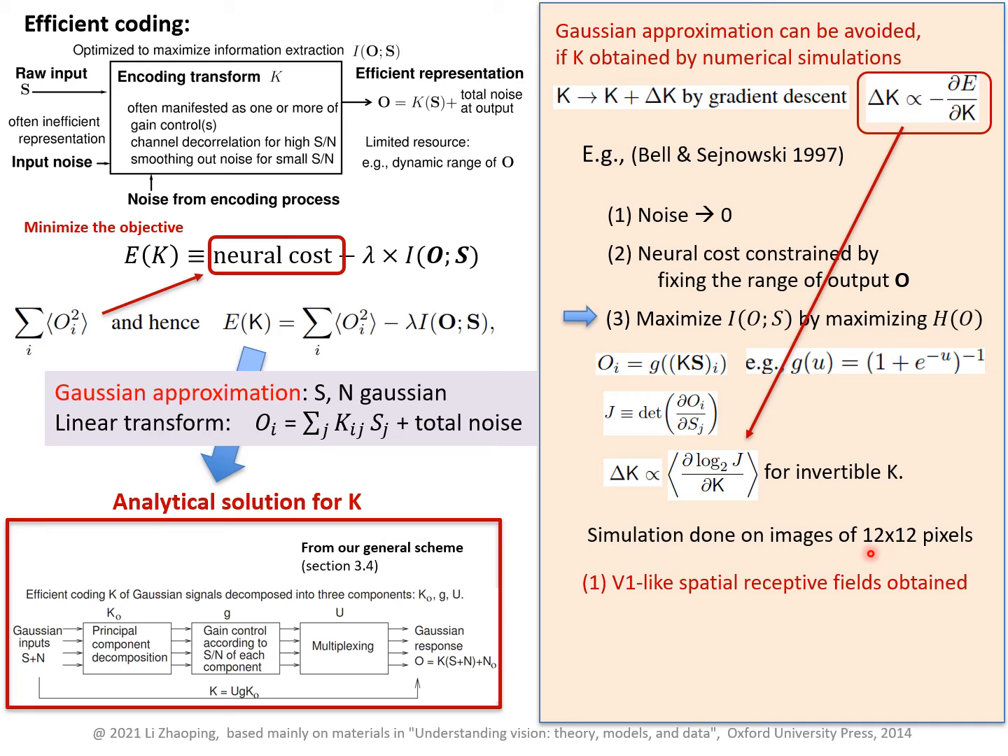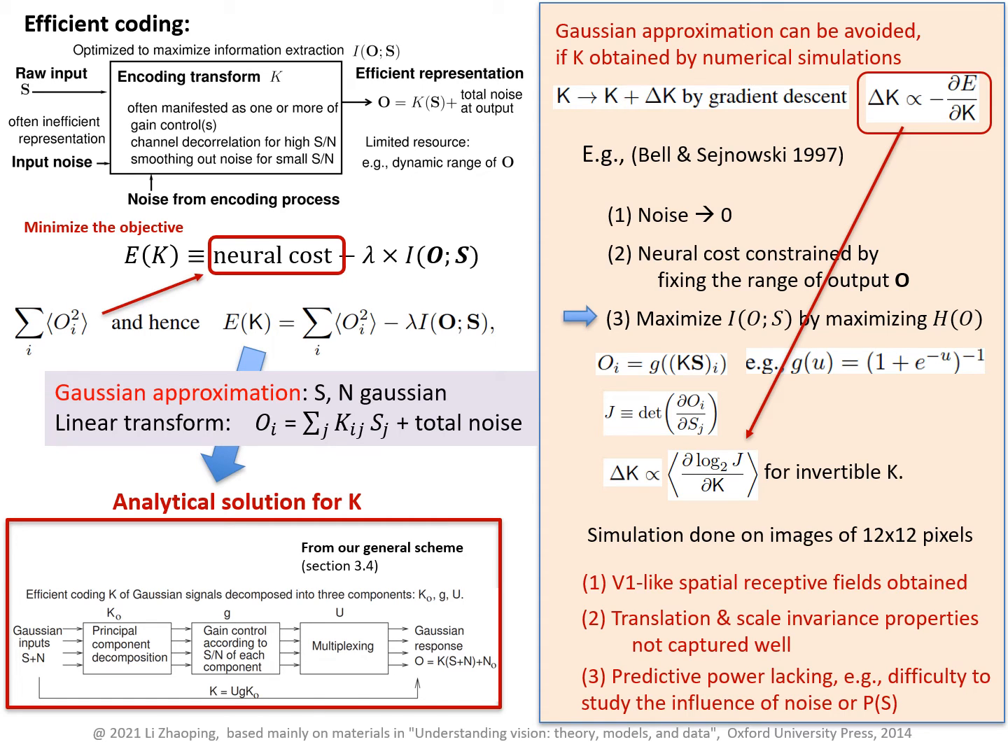However, now because of these images of finite size, the statistical property of translation and scale invariance in natural scenes is not captured very well. And also the simulation makes this approach lacking predictive power. For example, it's difficult to understand how noise or the statistical properties of visual images should influence the receptive fields. Meanwhile, this approach also could not explain why V1 has an overcomplete representation.